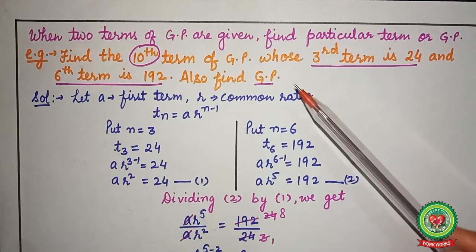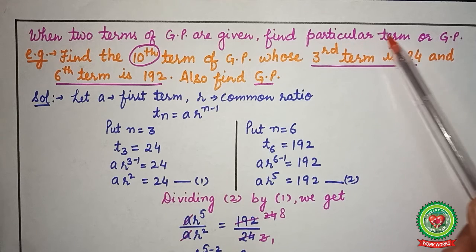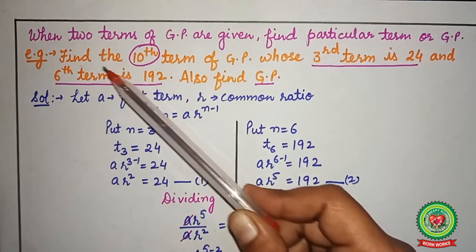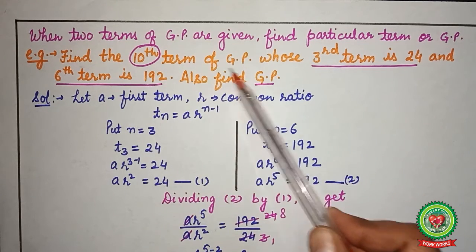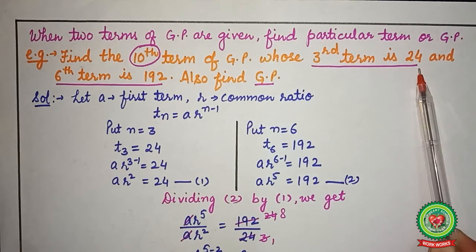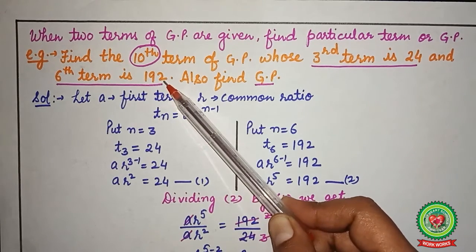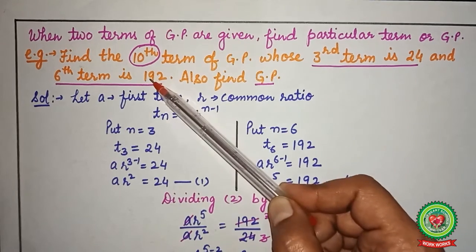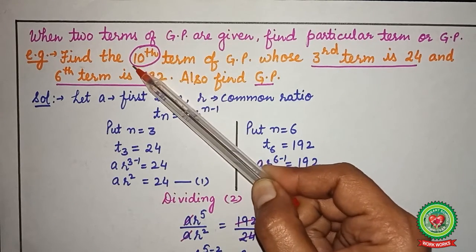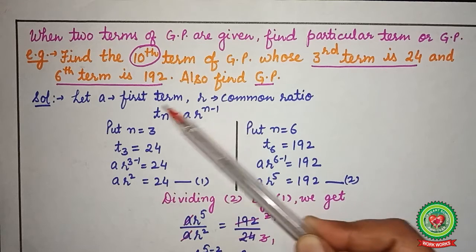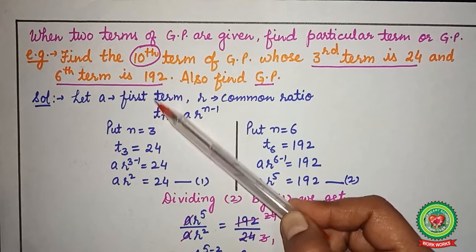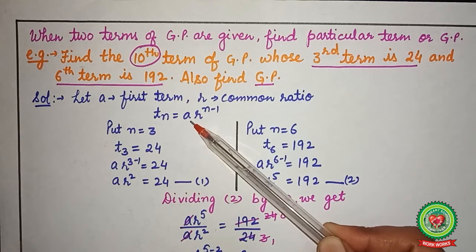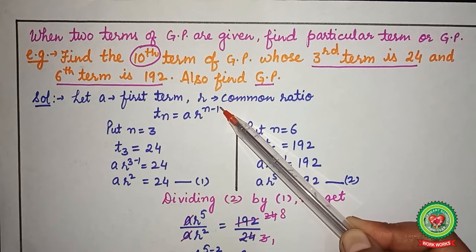When 2 terms of a GP are given and we have to find a particular term, or we have to find the GP. For example, find the 10th term of the GP whose third term is 24 and 6th term is 192. Now here 2 things are given, the third term and the 6th term, and we have to find the 10th term. Now, let A be the first term and R the common ratio. So the general term formula is A multiplied by R raised to power n minus 1.